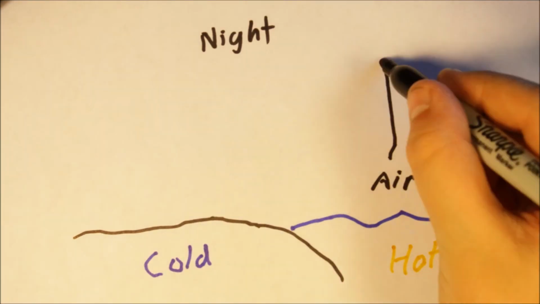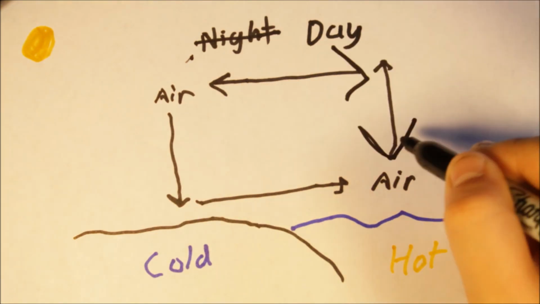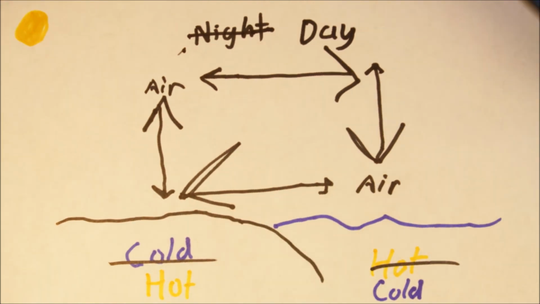At night, water is hotter than the ground. This will cause the air to rise over the water and the air to sink over the ground, and it will create a gust of wind to the water. The opposite effect happens during the day. The water is colder than the ground, so the air above the ground rises and the air above the water sinks, so the air goes towards the ground.